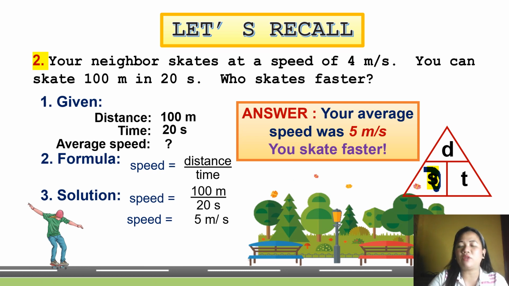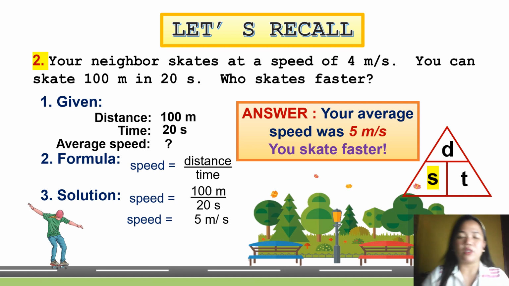If we're looking for the distance, we have to cover distance. Since siya ay magkatabi, si S at si T, you have to multiply. Kapag hinahanap naman si time, you have to cover the time. Ang formula mo is distance divided by speed.